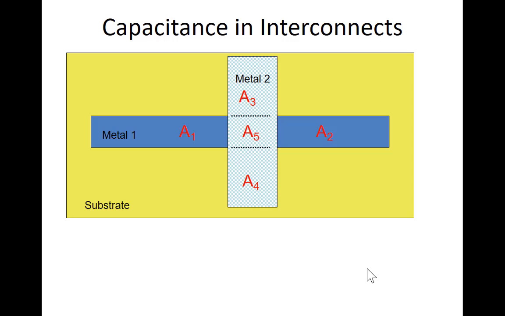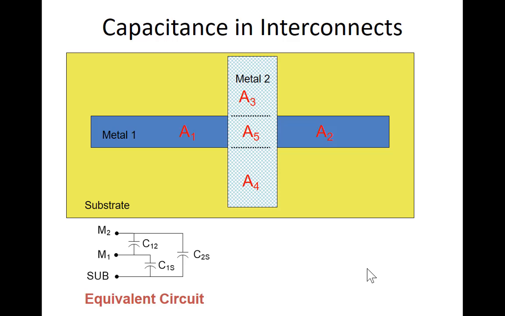But if this is metal 2, it's up higher. So the distance from here down to the substrate is larger. And if I'm in this region in the middle here, I look down from that metal 2 and I see underneath it metal 1. And under metal 1, I see a substrate. So we form several capacitors here in this interconnect.